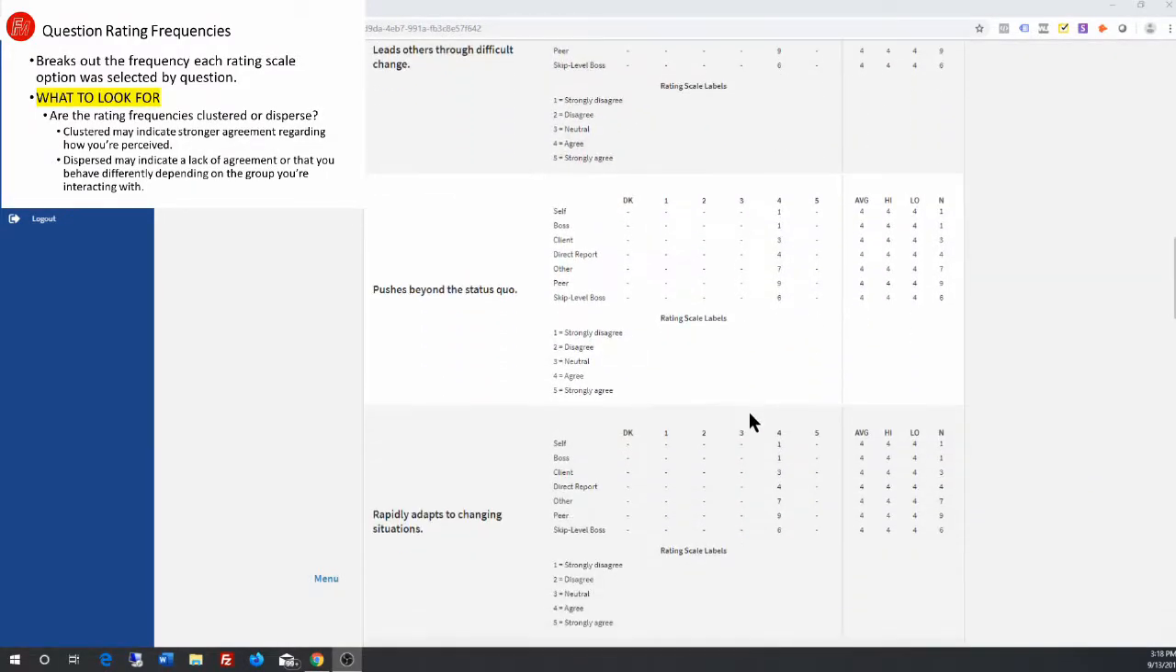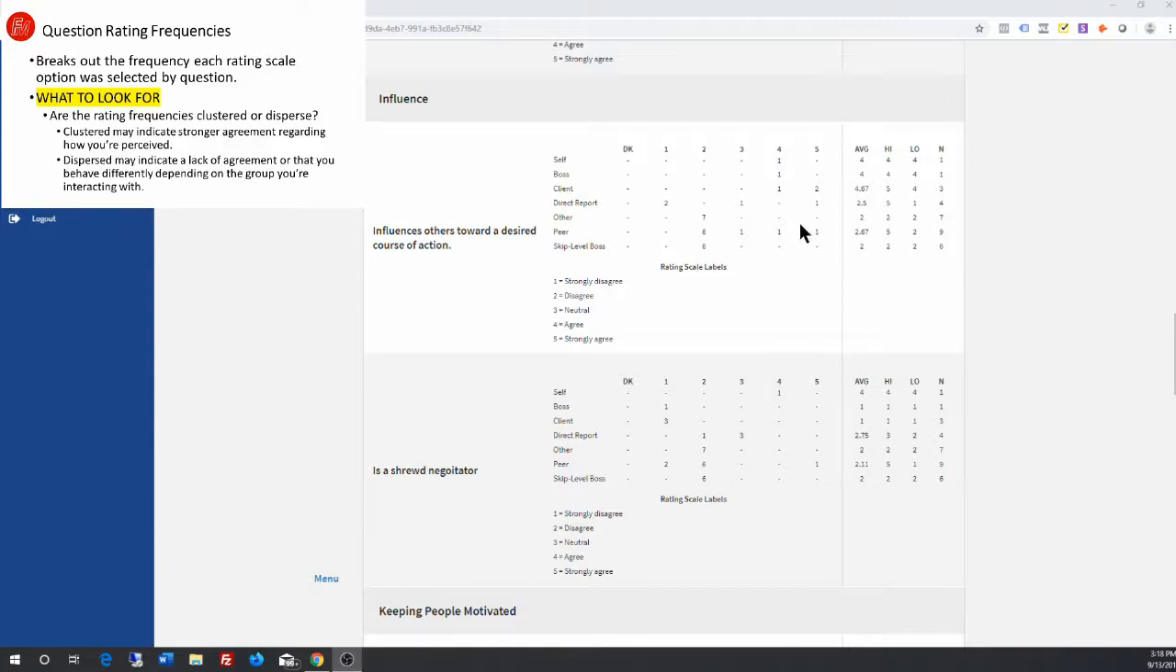When we get into some of the other questions, we can start to see they're a little bit more dispersed, right? Influencing others toward a desired course of action. And you want to understand any differences here, right? So in this case, we've got the boss or the direct managers clustering around 4, but then we've got others, peers, and a skip level boss that's clustering around 2s. There's something going on there potentially.